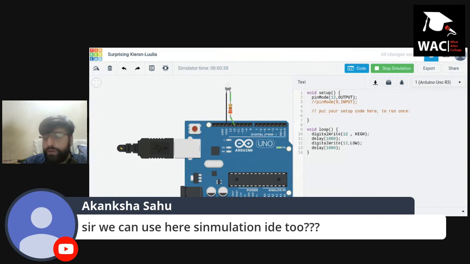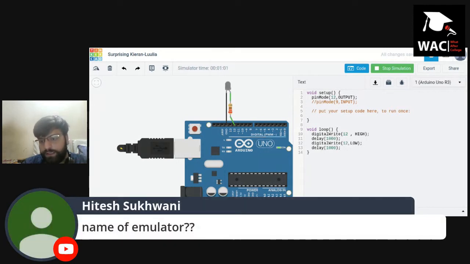Yes, Kanshu, you can use a simulation. There's a site. If you want, I can send you guys the link for the same. Let me see. Here's the link for the same. Okay. Hitesh, it is Tinkercad.